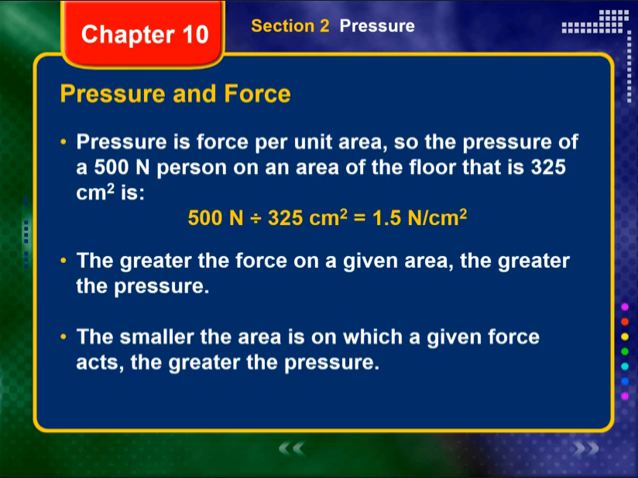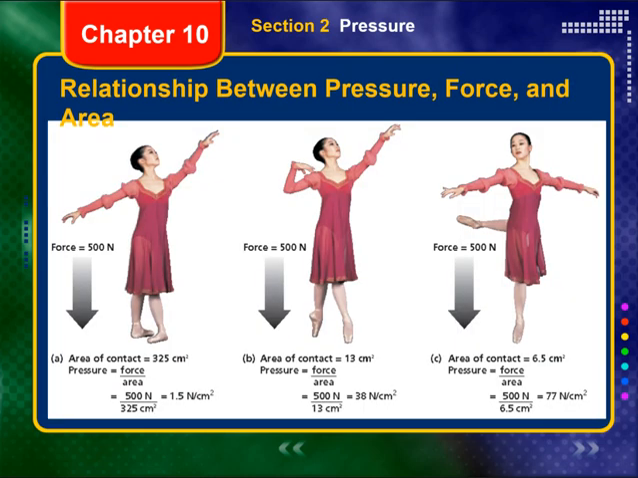That comes out to a pressure of 1.5 newtons per square centimeter. Realize how we can manipulate this number. If the force on a constant area increases, the greater the force, the greater the pressure. Or if we make the area on which that same force acts smaller, the greater the pressure will be. So we can manipulate those numbers, and we can see, because of the mathematical relationship, how those numbers would change.